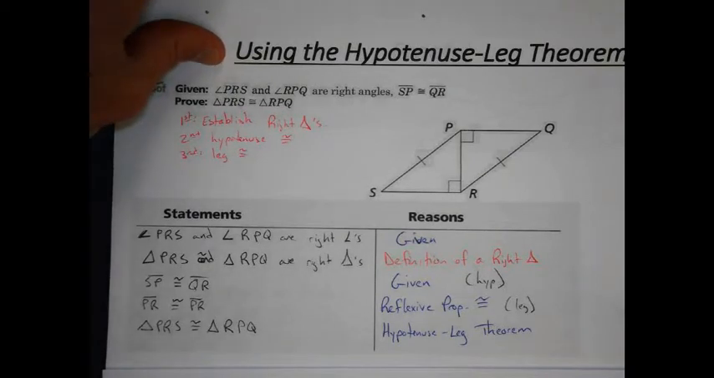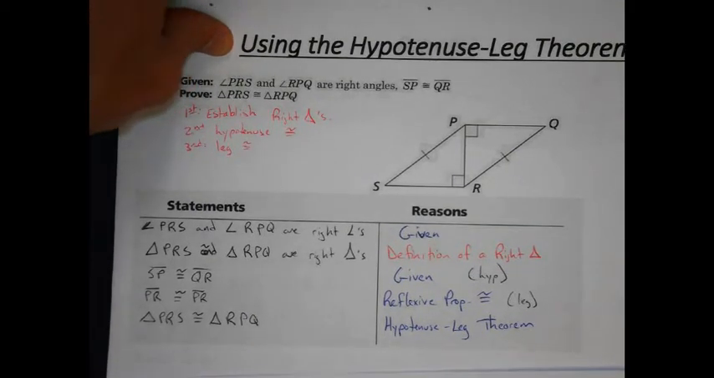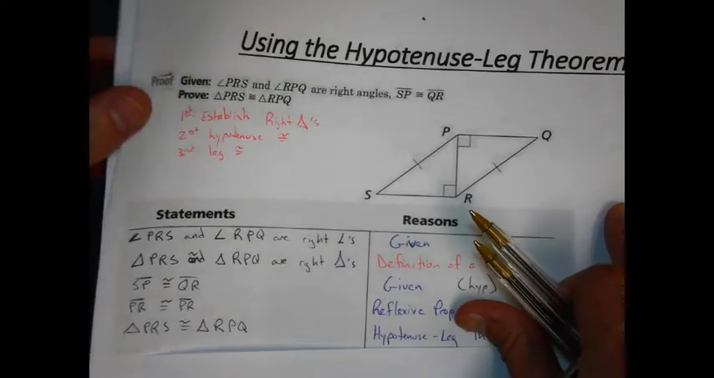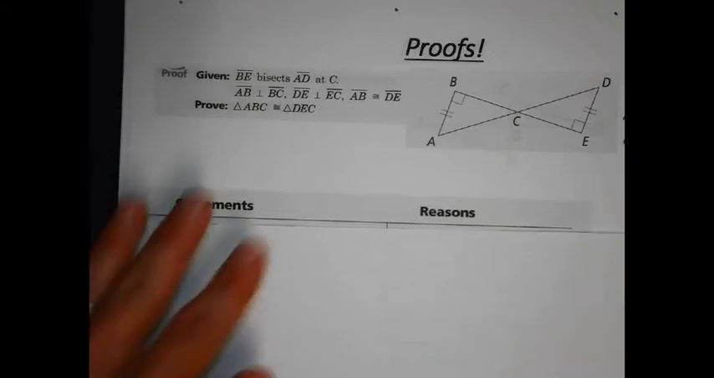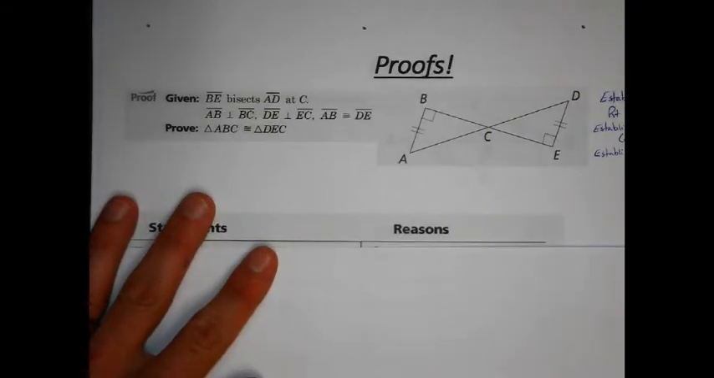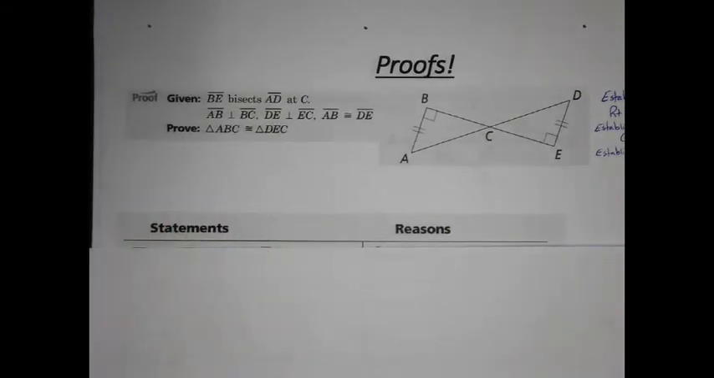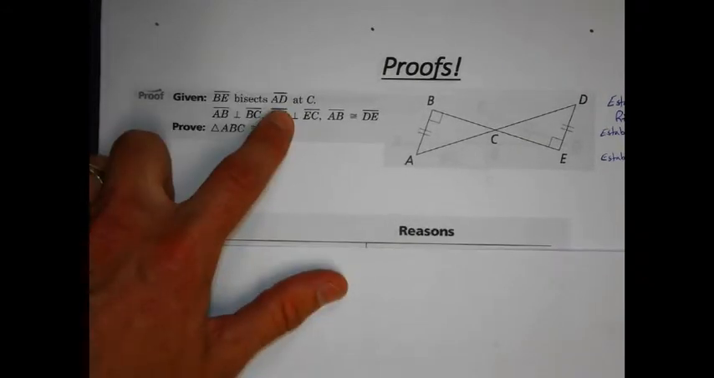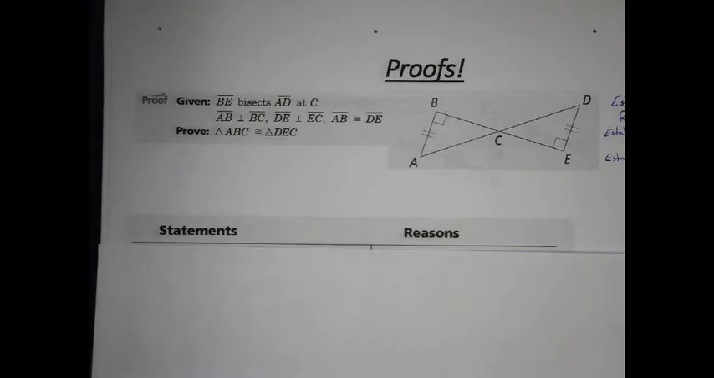Okay, so let's see if you can apply that to some more examples. So we're going to do examples for the rest of the notes. All right, so here's another example. Here's a neat little diagram. I have a note to the side. You'll see it in a second. All right, so given segment BE bisects segment AD at C. What? Slow down. I said too many things.